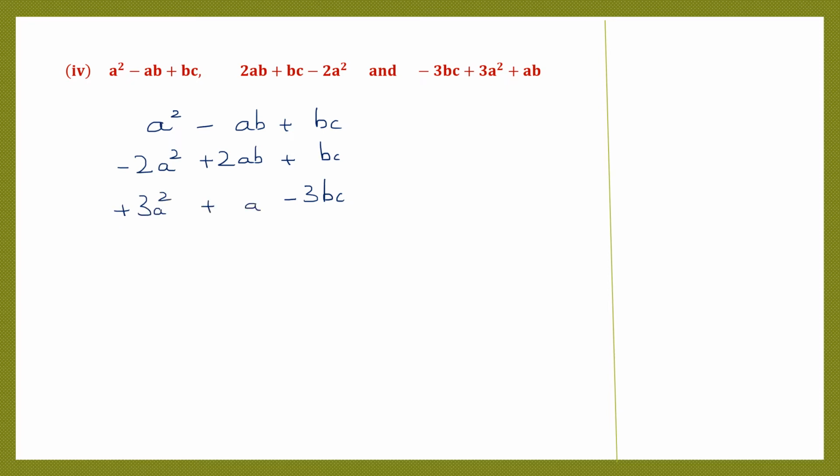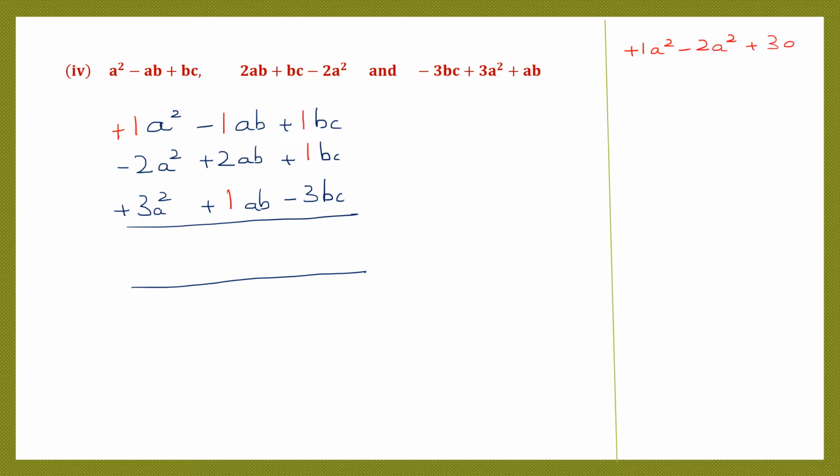So that is ab. Okay, now we are going to add, but before we add, let's see what's missing and fill it in. So here I have plus 1. Here I have again 1 and 1 here. In the second row, I need to put 1, and in the third row, I need to put 1 here. Now let's work out a square. So plus 1a square minus 2a square plus 3a square.